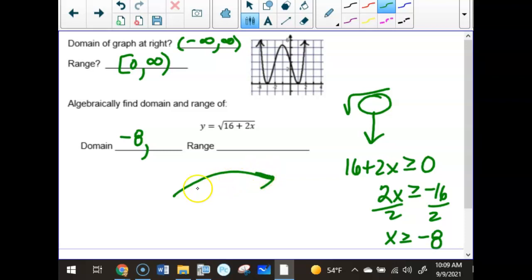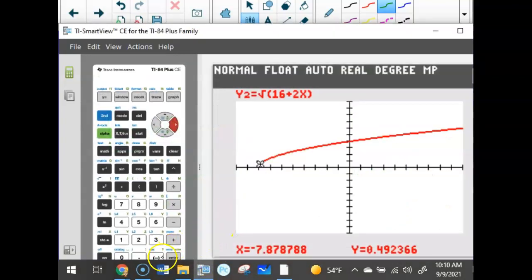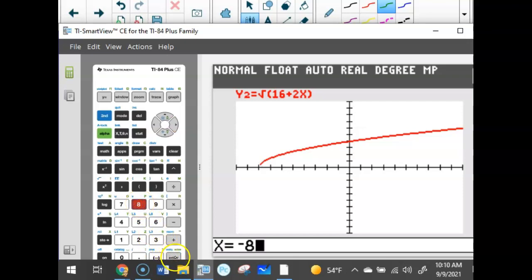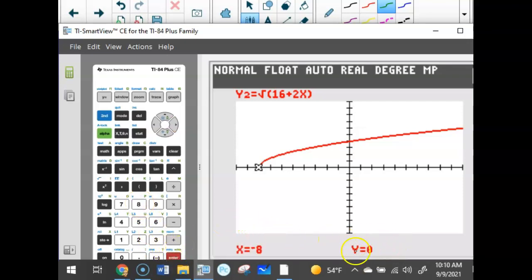It looked like that. How's that? So it was -8 to the right, but somebody's going to put a parenthesis here. It actually needs to be a bracket because if you were to hit -8 when you were tracing here, it does show up at 0. Okay, it can be 0.